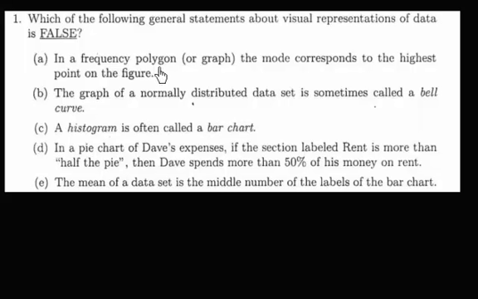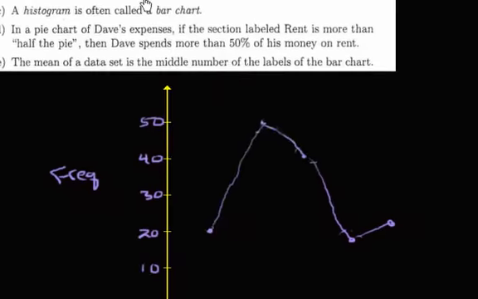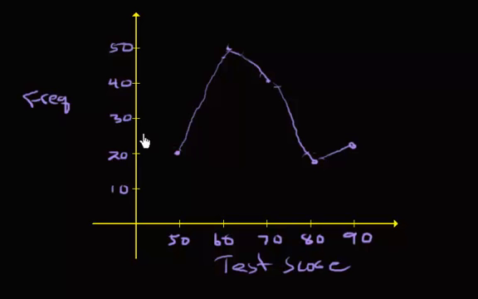In a frequency polygon or graph, the mode represents the highest point in the figure. So what we're going to do is take a look at a frequency polygon. Okay, down here, what we have are test scores and then the frequency. So just to interpret this frequency polygon, how many people got a 50? Well, that would be about 20.